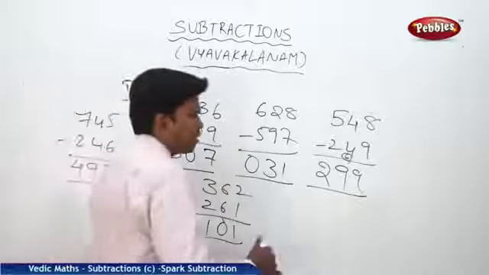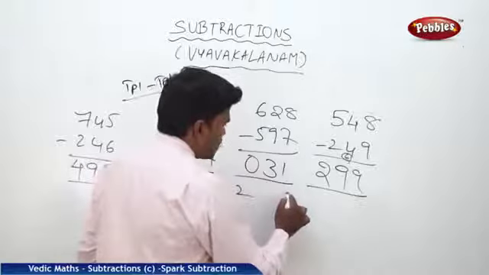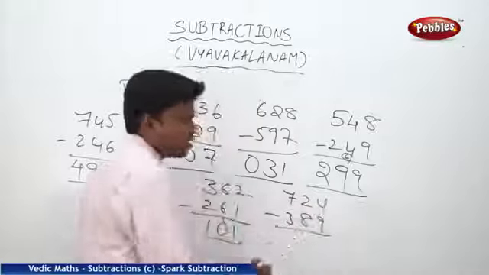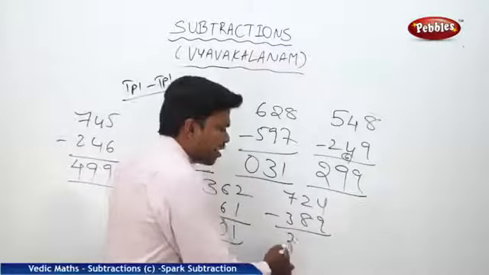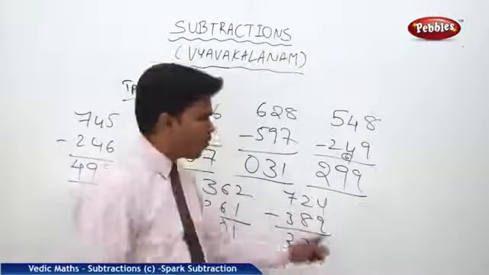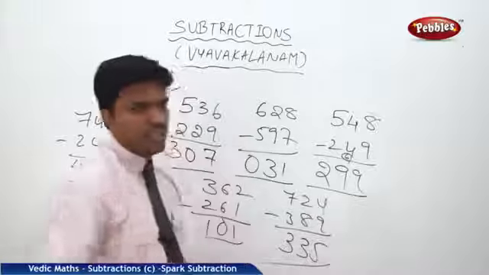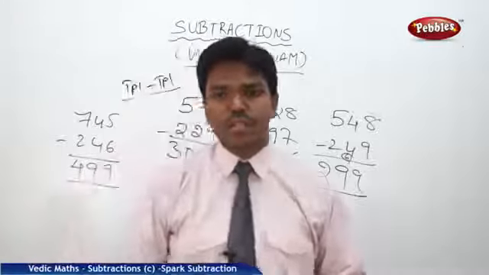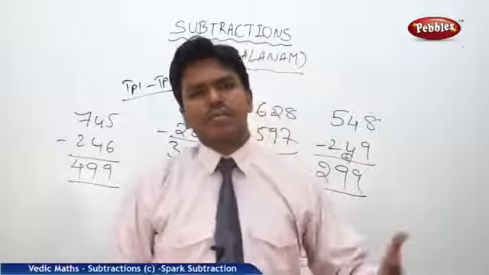Okay. Like that. And suppose 724 minus 389. 7 minus 3, 4, but 3 mismatch. So 2 plus 2, 4, but 3. Now 4 plus 1, 5. Okay. So like that, in the same way we have to do the triple minus triple digit. Like that we can do any digit minus any digit.